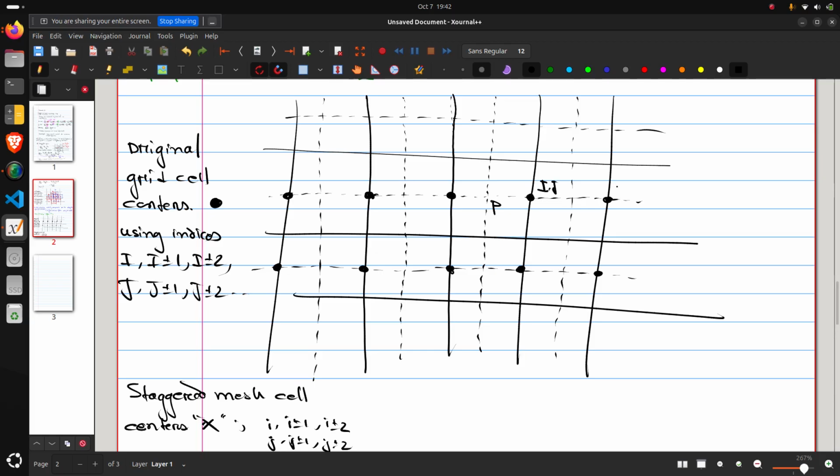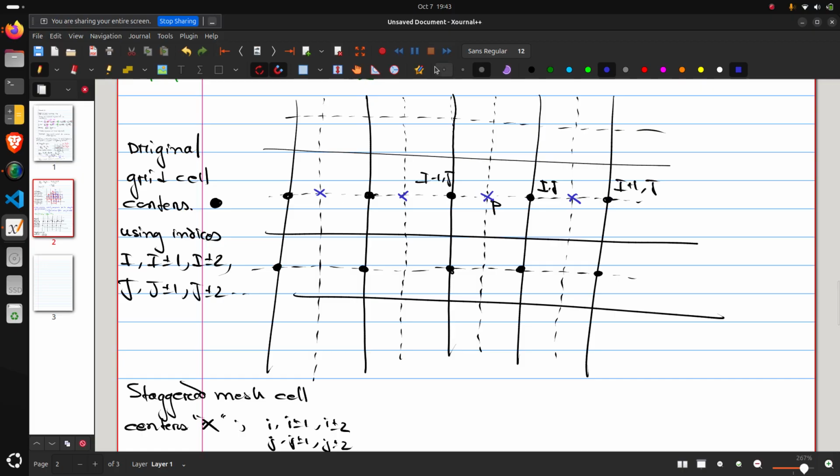This will be what? This will be capital I plus 1, capital J. So I is for the x increment. This will be capital I minus 1, capital J, like this, right? And these are the staggered grid point cell centers, right? In the staggered mesh cell centers, if you notice carefully, the J's will not change. Other than the capital I, we will only use the small i, and the capital J will stay capital J because it is at the same vertical location.